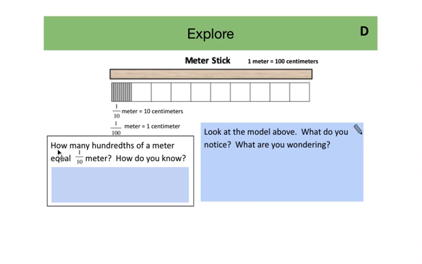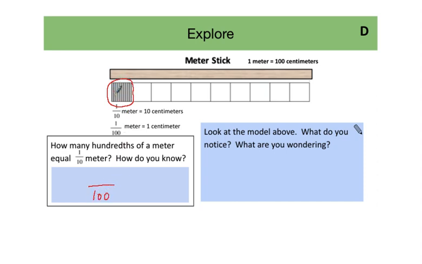So what did you think? How many hundredths of a meter are equal to 1/10 of a meter? How do you know? Well, think about it. That 1/10 is this portion right here. And if we divided all these other 9 parts, like this first part, we would have gotten 10, 20, 30, 40, 50, 60, 70, 80, 90, 100. So we would have gotten that denominator of 100 because we would have 100 parts.